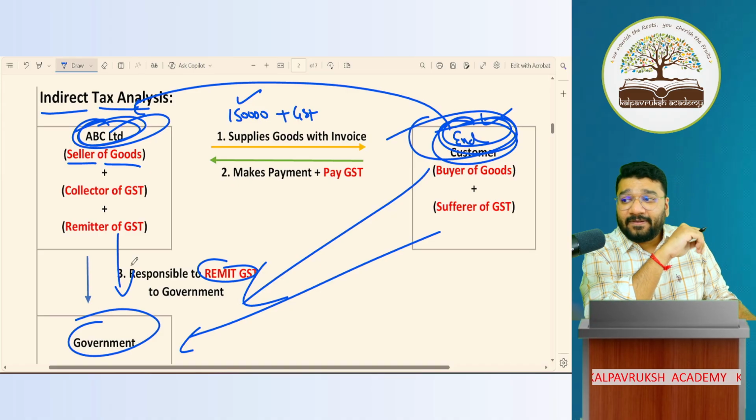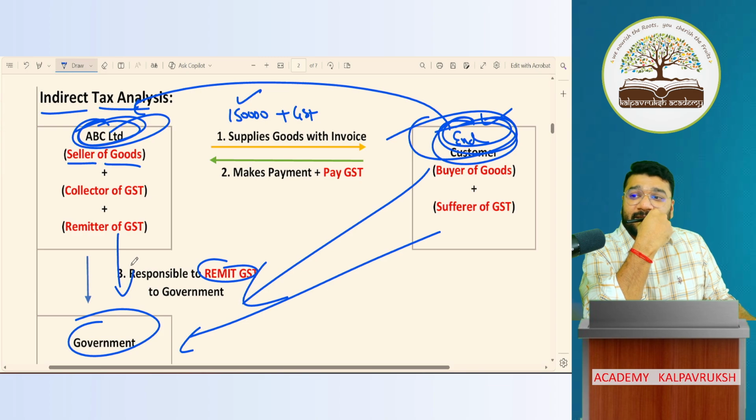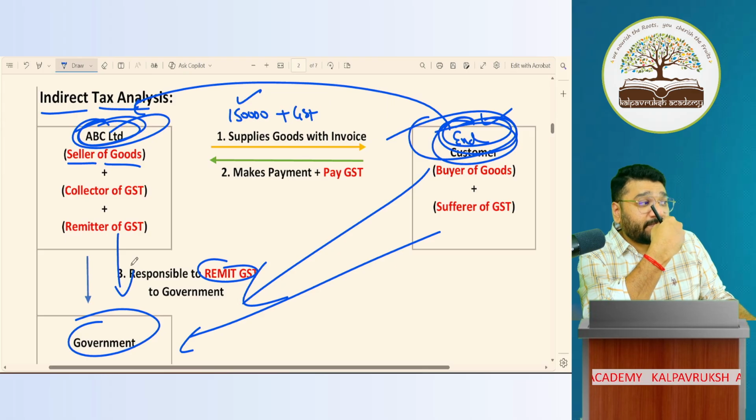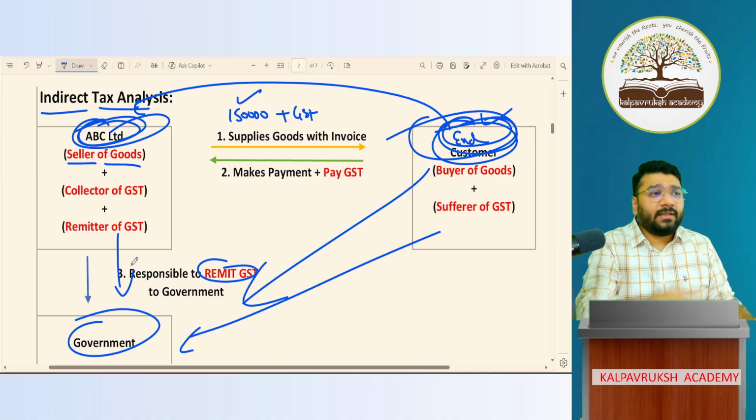Sir, because for income tax it is paid by very few people, but this tax is paid by everyone. Correct. Everyone pays tax to the government. So they give the tax to the seller, and the seller will return the tax to the government. Okay, point taken. Very good point. You said something. Correct. Fantastic. Now I'll tell what these people said is correct.